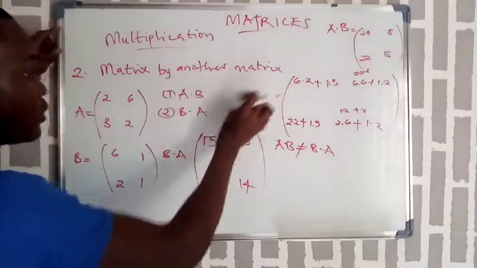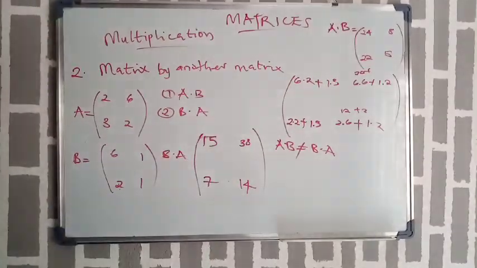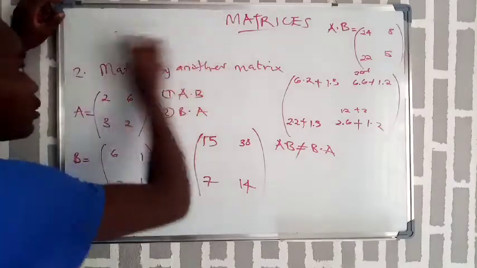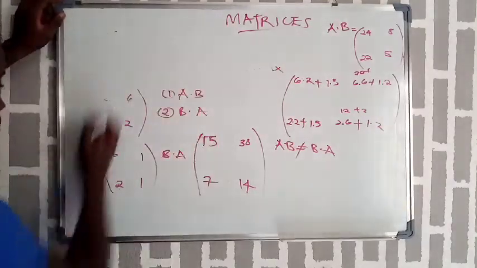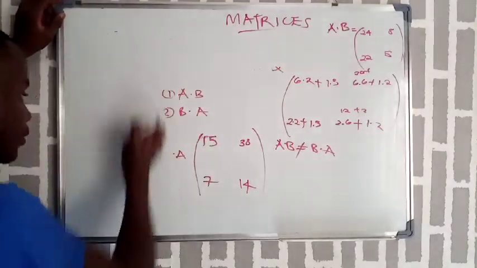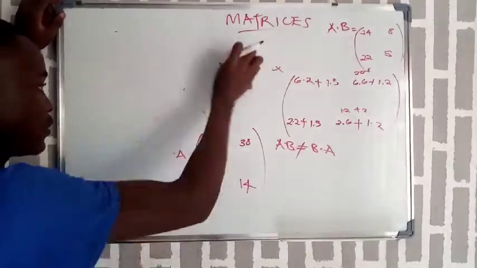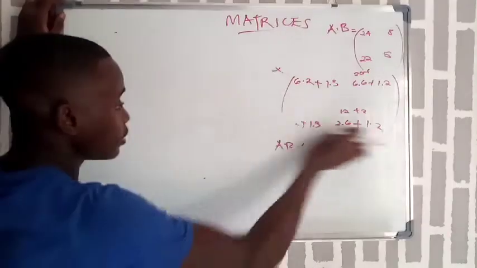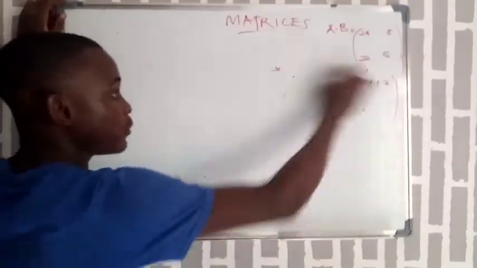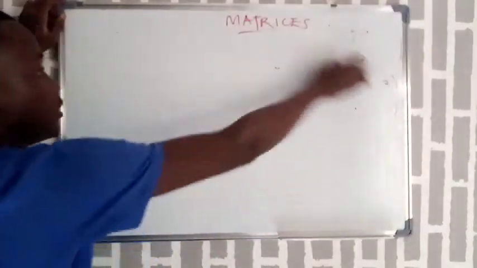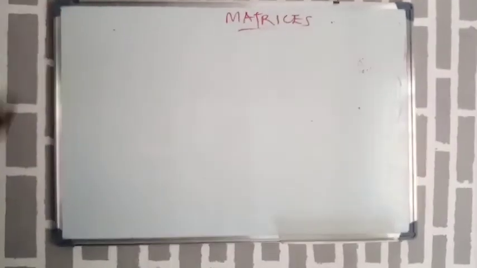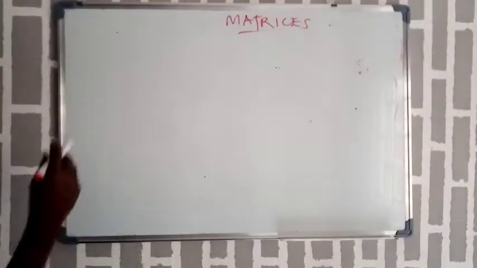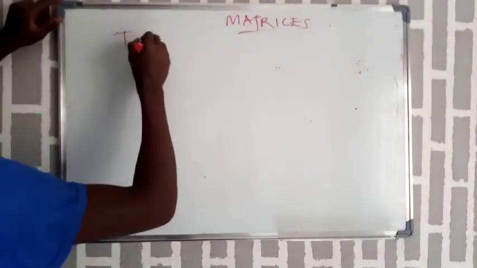Now we are going to go into transpose of a matrix. Transpose of a matrix is very simple. It's just turning the rows and making them columns, for the first row, the second row, and the third row. Now let's write transpose here.